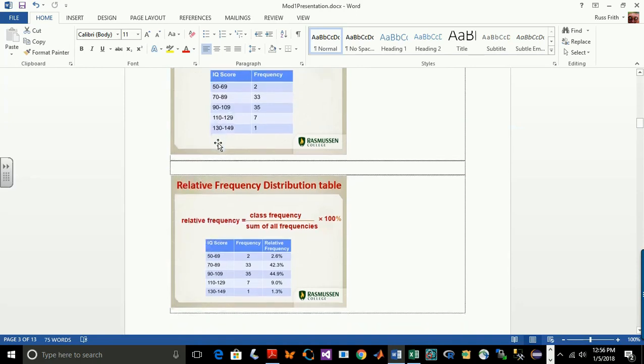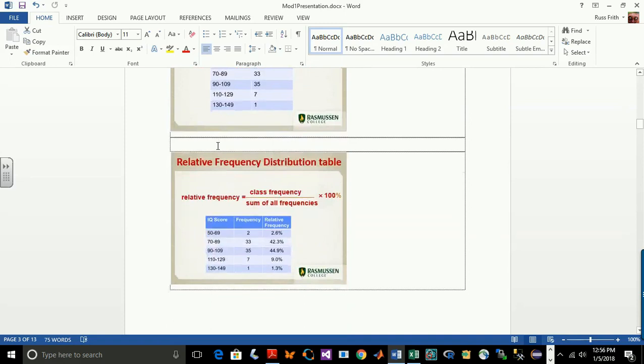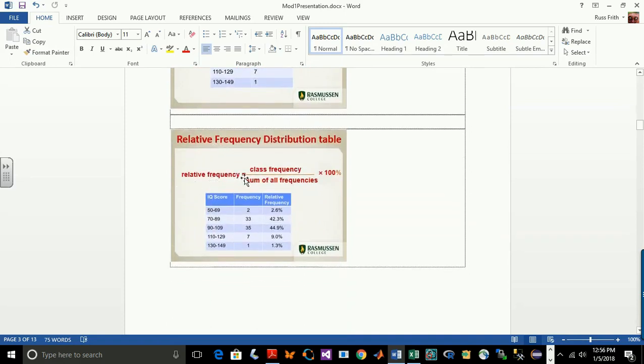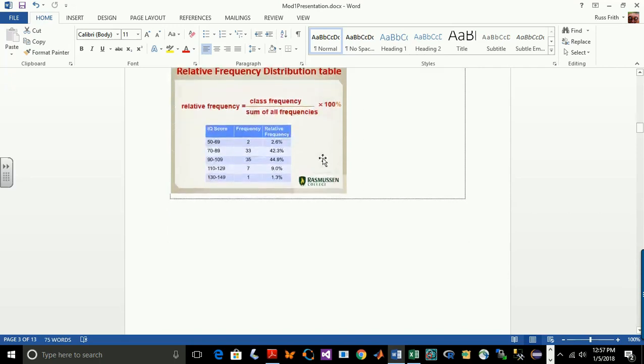So one of the things we like to know about frequency distribution tables is the relative frequency. The relative frequency is the class frequency divided by the sum of all frequencies times 100%. So to calculate this 2.6% relative frequency, you take 2 and you divide it by the sum of all of the numbers in column 2, and you get 2.6%. To get to 35, we take this number 35 and we divide it by the sum of all the numbers in column 2. We'll be working more with relative frequency distributions in later modules.